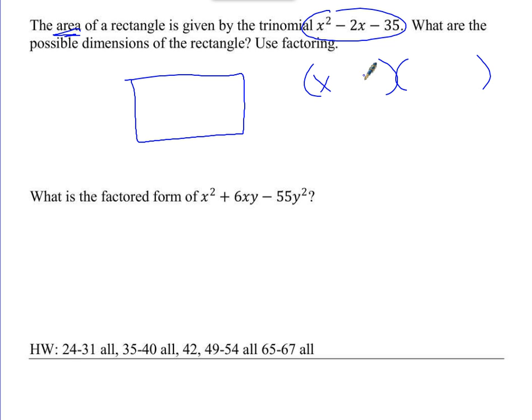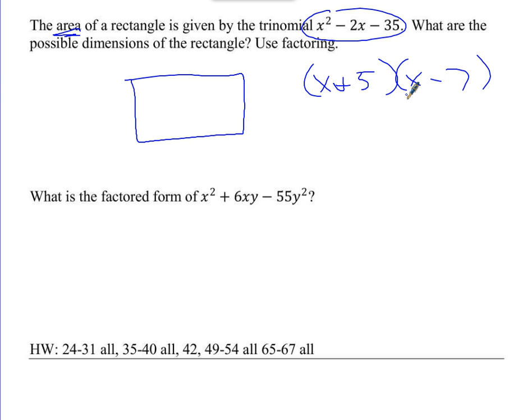X and X. Opposite signs because of that negative sign right there. Positive 5 and negative 7, because they have to have a larger number that's negative so that they add together to give you that negative middle term. Check your numbers. 5 times negative 7 is negative 35. 5 plus negative 7 is negative 2. So this seems to be the right answer.